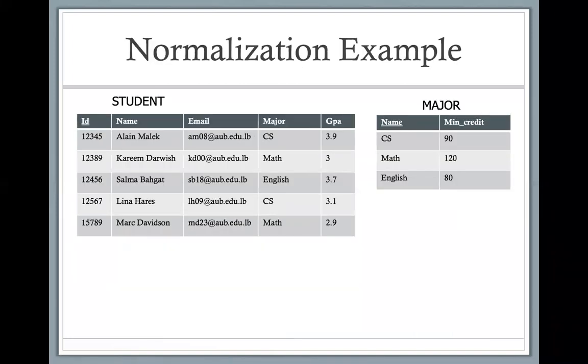Okay, the right way to do it is to break it down into two relations or two tables, student and major, where you store the minimum credit of every major only once. Yeah, so this is what is called normalizing the table into a normal form.